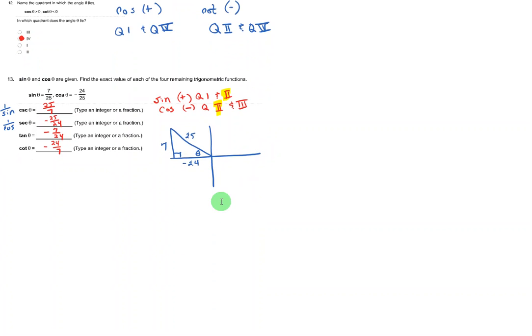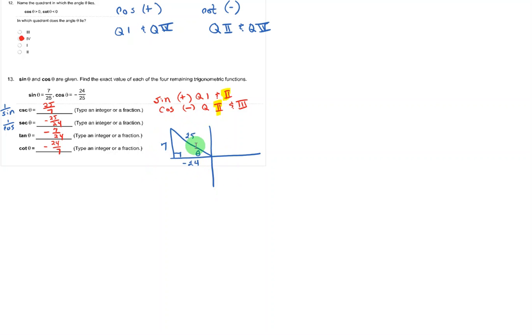13. Sine and cosine are given. Find the exact value of the 4 other functions. So sine theta is 7 over 25, and cosine theta is negative 24 over 25. So that means you are negative in the cosine area, positive in the sine area. So come out from the origin, draw your angle, drop your perpendicular. So this is your triangle. So if sine is 7 over 25, cosine is negative 24 over 25.